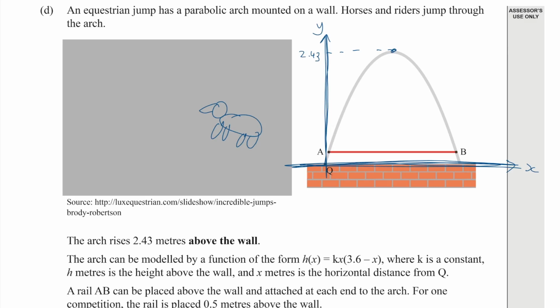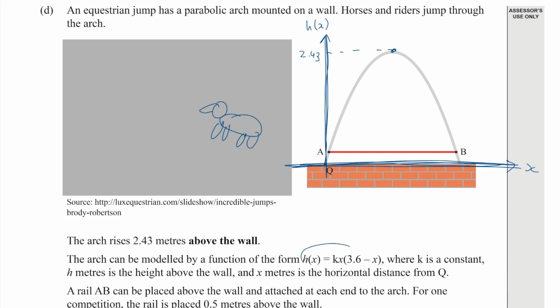And now we're given a model for this arch as h of x equals kx times (3.6 minus x). Right, k is some constant, and h is the height. So instead of y, actually, I should put h of x, the height of the wall. And its horizontal distance is measured from Q. Yep, which is what we put. All right. What else do we know?